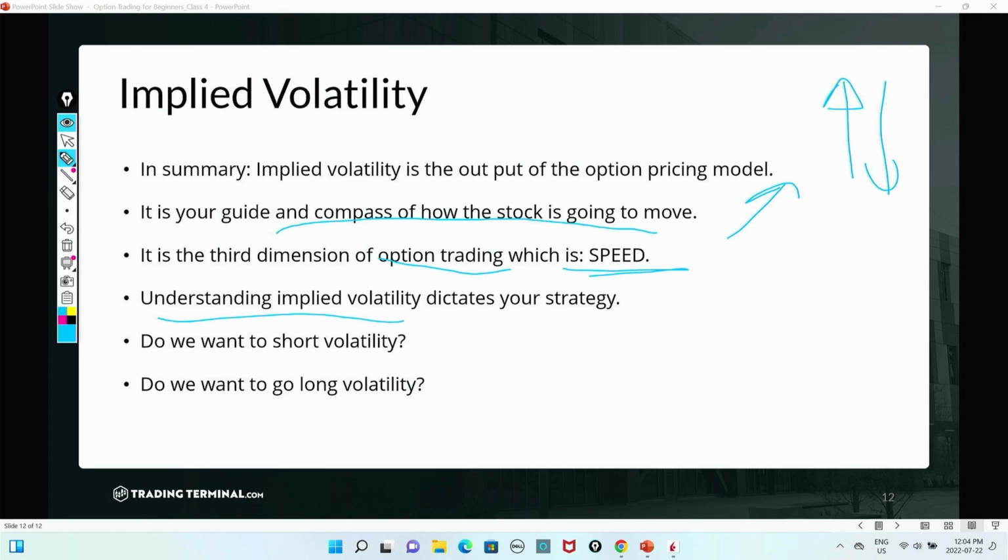Understanding the implied volatility will dictate your strategy. Do we want to short volatility? Do we want to go long volatility? When do we want to go long volatility? When volatility is cheap, when VIX is low. When do we want to short volatility? When volatility is expensive, when VIX is high. These are some of the key basic things to know when it comes to implied volatility.